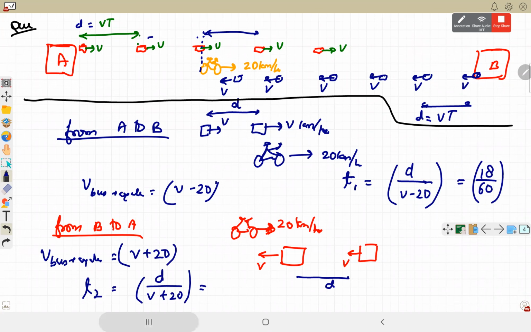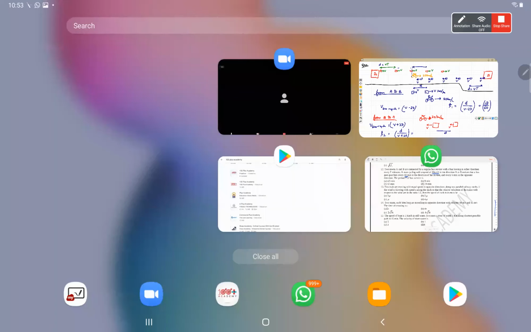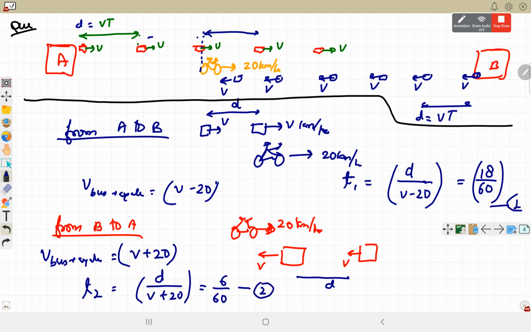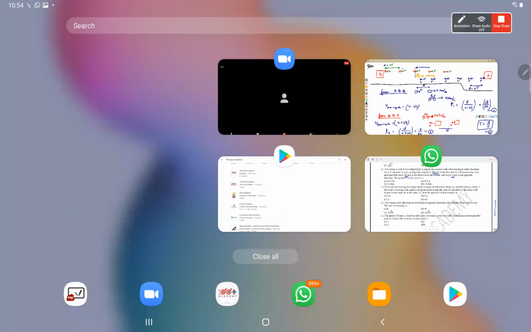After every 6 minutes, from the opposite direction, so it will be 6 divided by 60. These are the two equations. From these two equations we can solve, and we can find the speed, we can find the capital T. Capital T will be how much? Capital T is the time duration, d by v. These are the three equations. Solve these equations to find the speed and time. We have to calculate the period T of the bus service, so d by v is required.